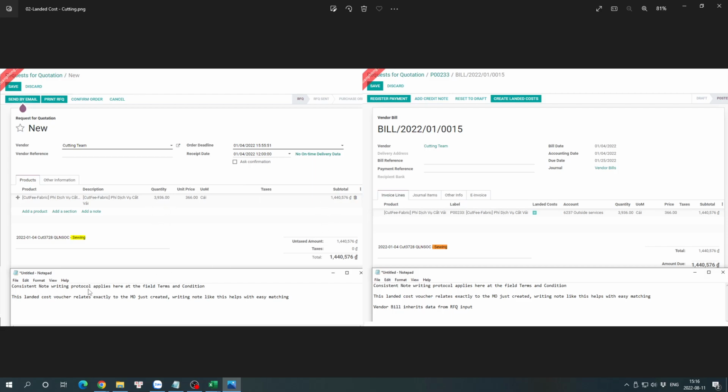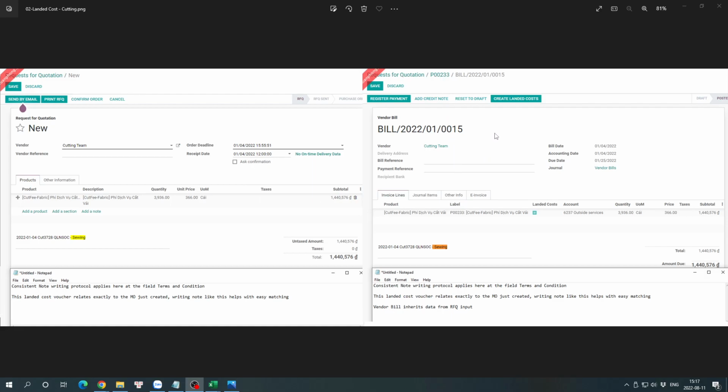There you go. And again, remember this description. Make sure you have that word sewing in the terms and conditions. Also, there's going to be landed cost matching. So writing notes like this helps make life easy. And here you go, request for quotation.